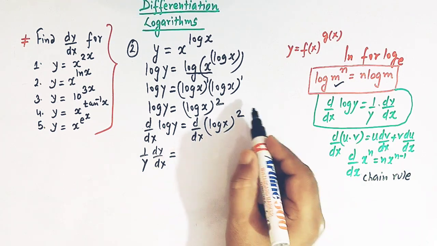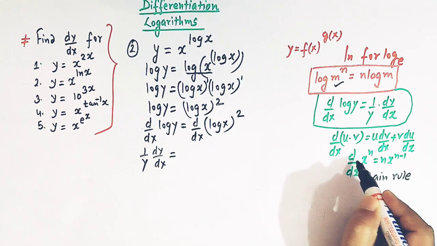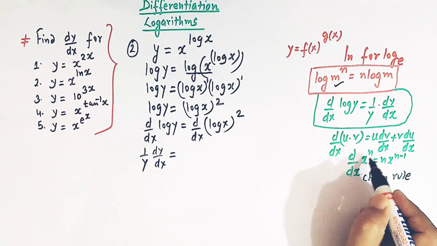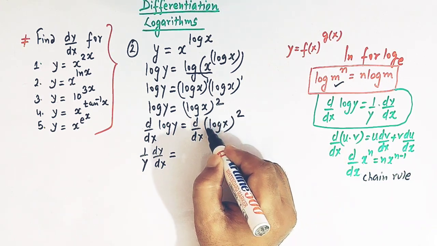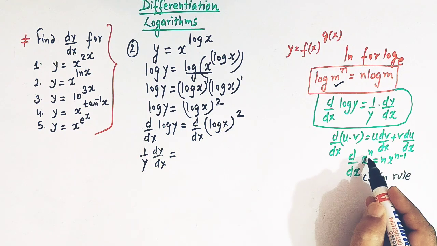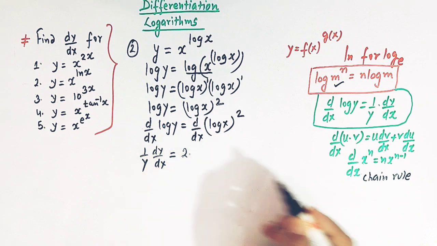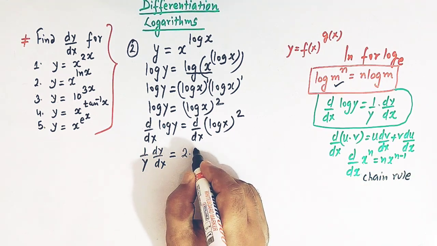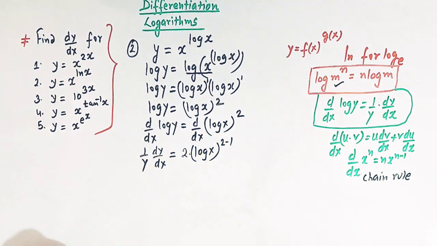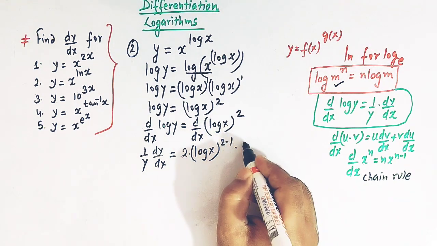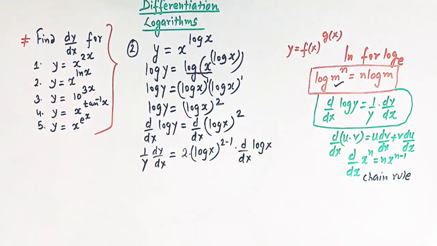So first what we will do, will take help of this result, that is the derivative of x raised to n is n x raised to n minus 1. So first we'll take log x as x, and we'll apply this rule. So n is 2, so we have 2 times x raised to n minus 1. So x is log of x, and here we have 2 minus 1, and then by chain rule we have to differentiate log of x with respect to x, right?